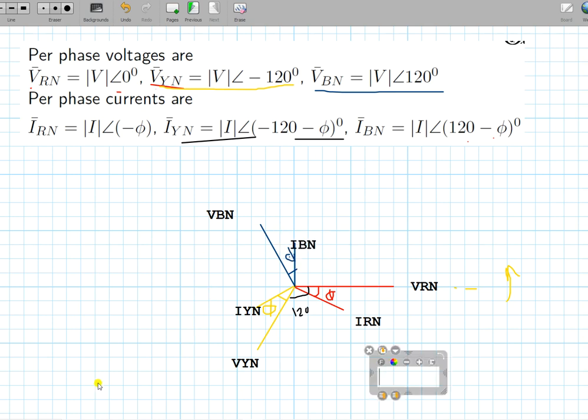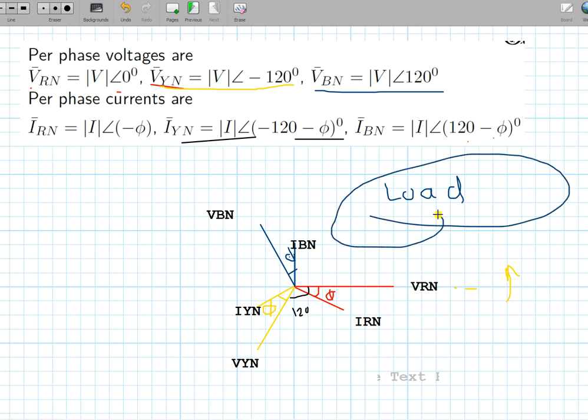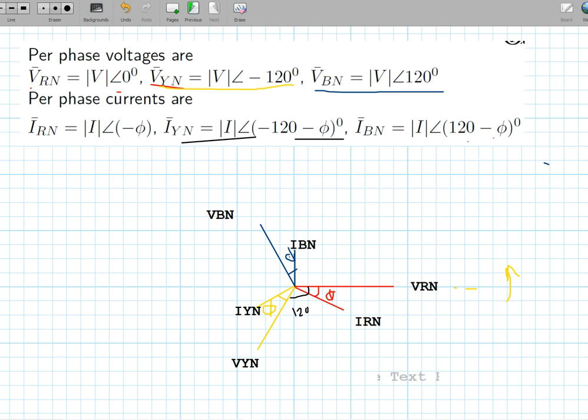So this is the phasor diagram which we have prepared for the star connected load. This is the load side phasor diagram. I'm not saying it is the supply side, it is the load side phasor diagram. What is the supply side phasor diagram? That we will discuss in the next video. So this is the load side phasor diagram.